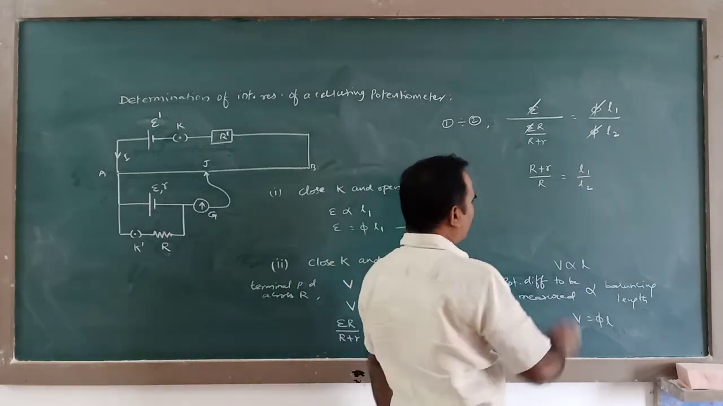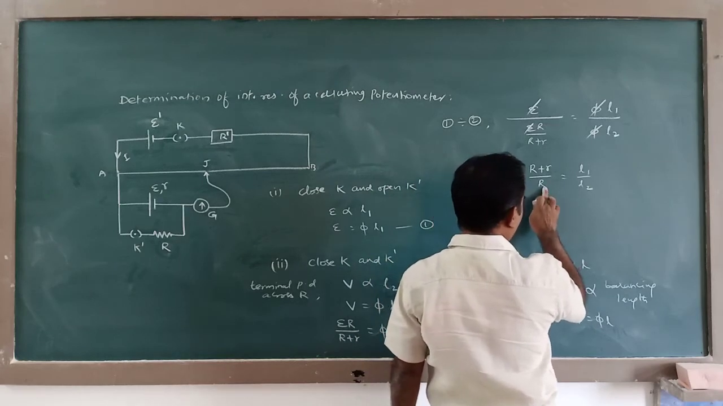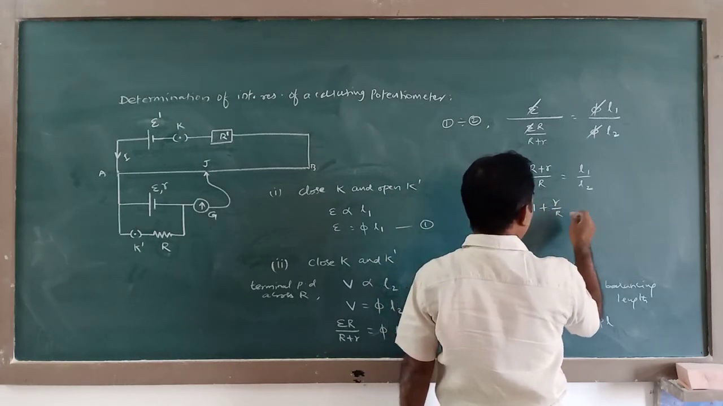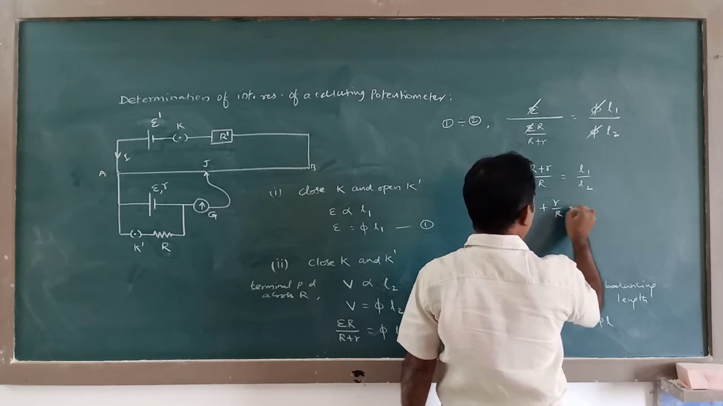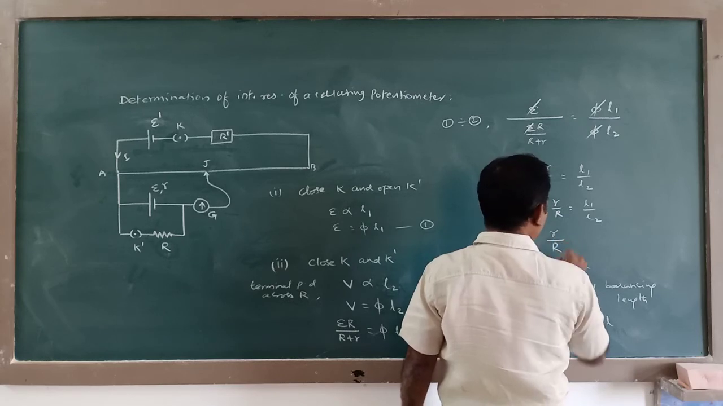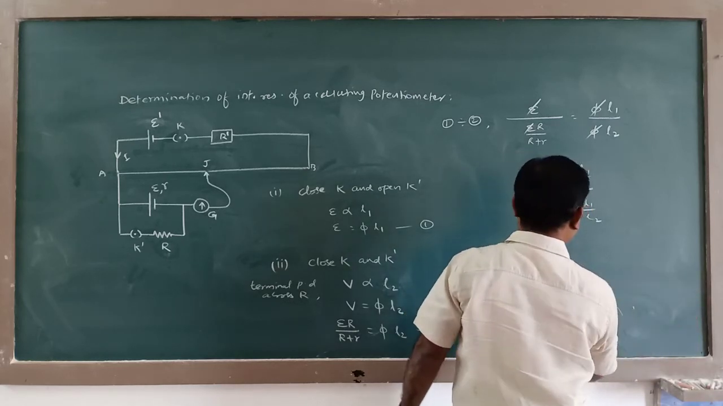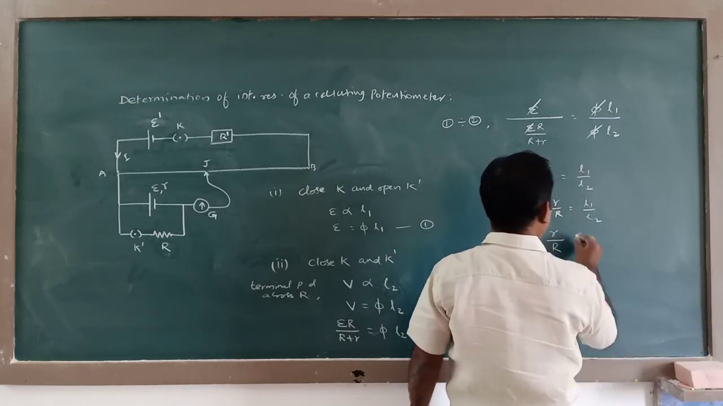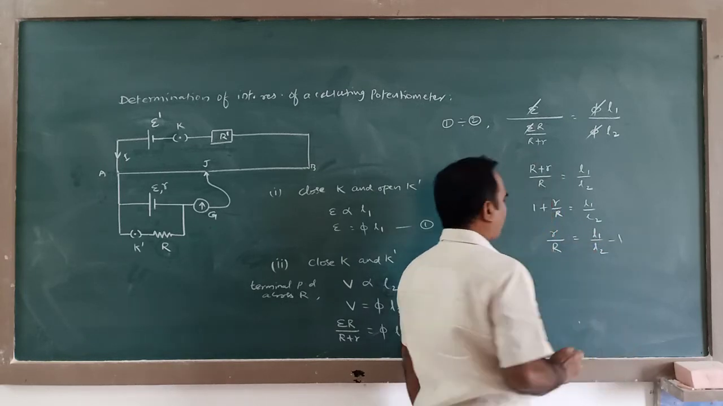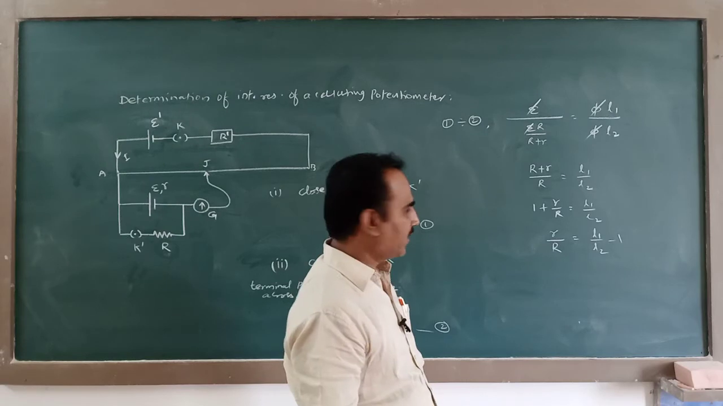If I divide the numerator and denominator by R here, this side becomes 1 plus R divided by R. This is L1 by L2. So R by R is equal to L1 by L2 minus 1.